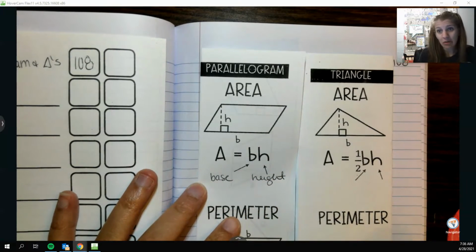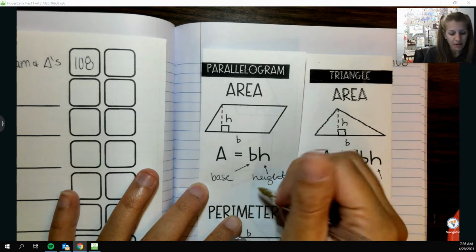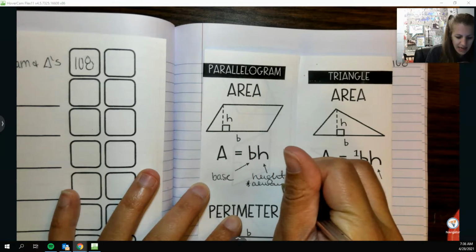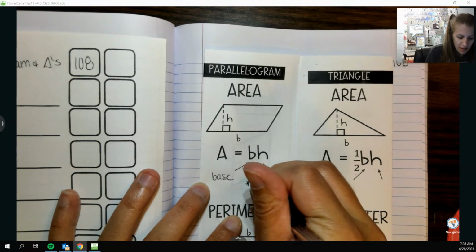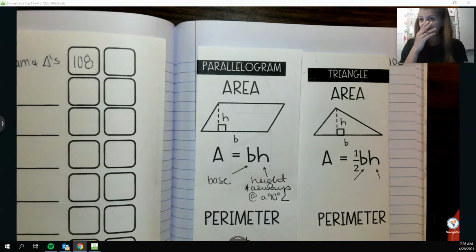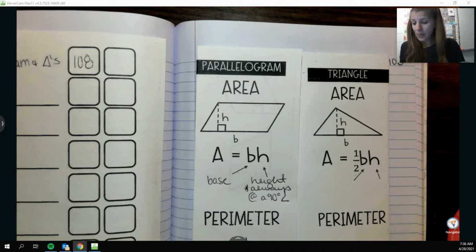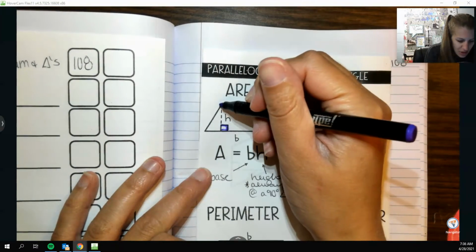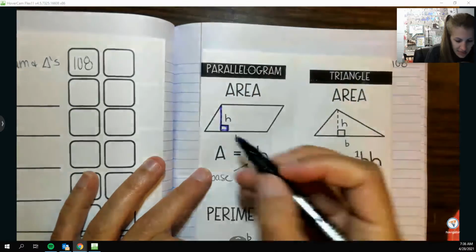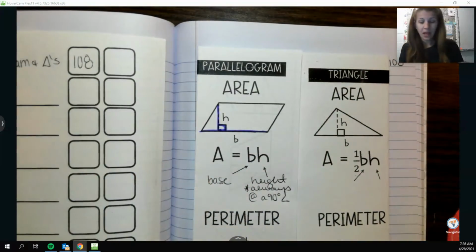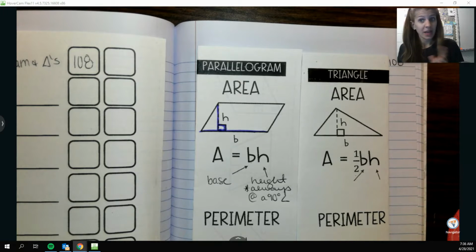But the big note there, the big thing that we have to be careful of, is that a height always has to be at a 90-degree angle. So really what I try to point out to my students is I'm always looking for the box to show me the 90, and then the two lines that are touching the 90, those are going to be your base and height. And it could be anywhere.